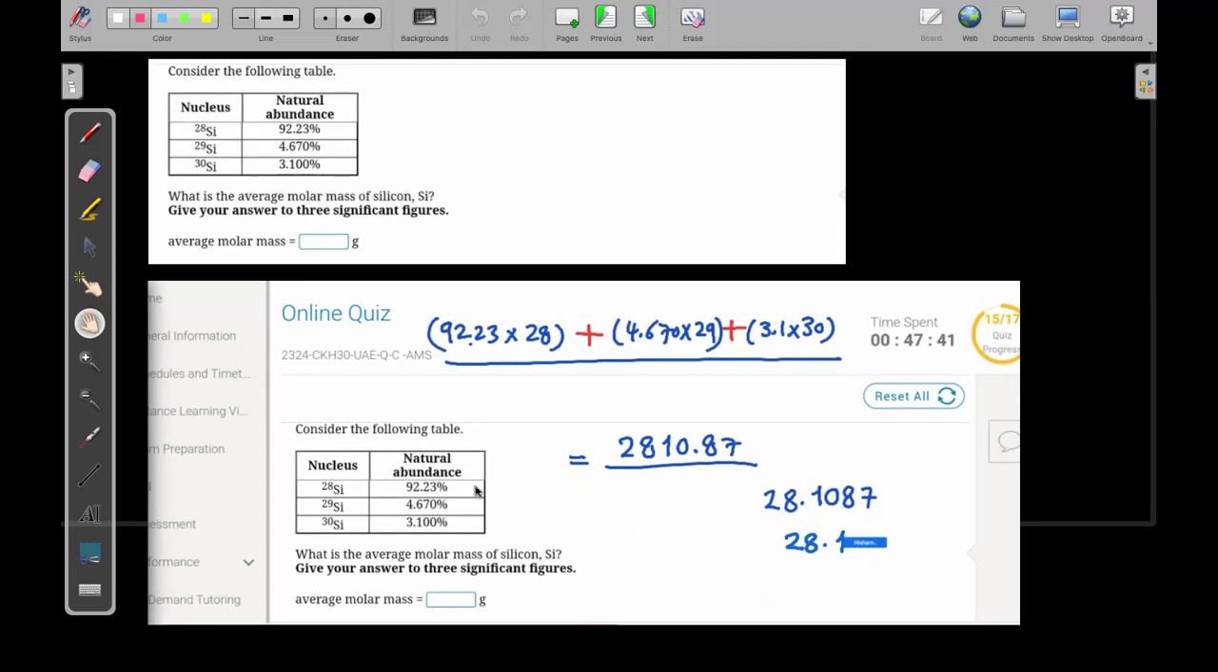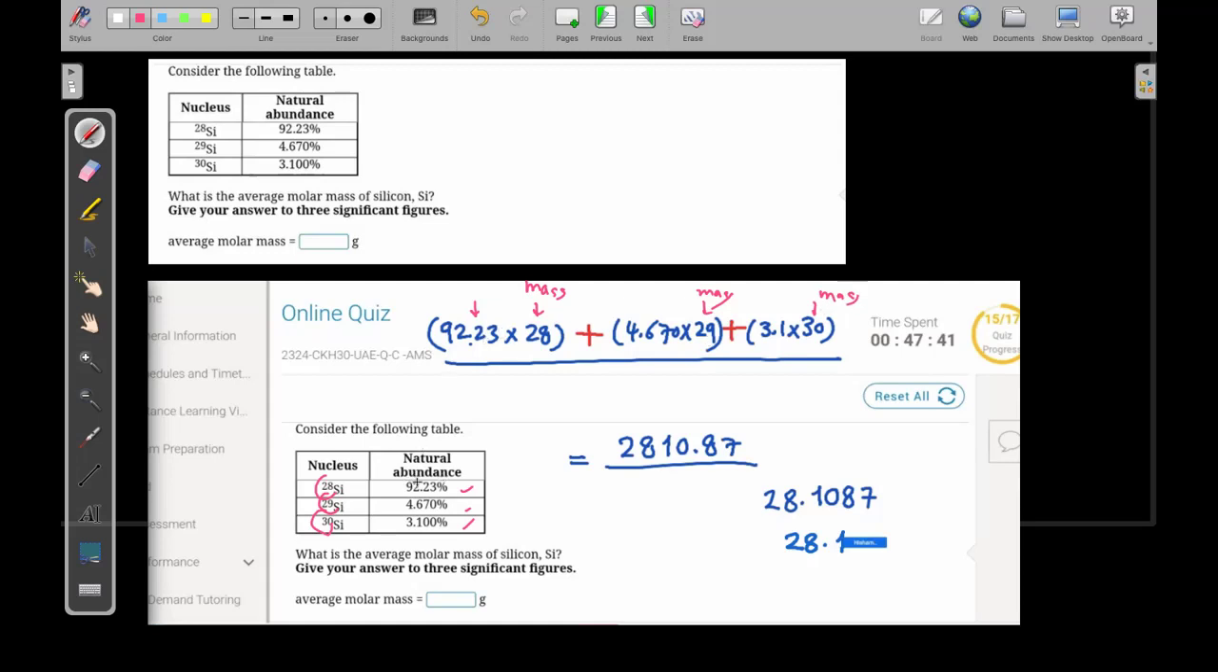We said the average mass is found by doing what? The mass of every isotope. We have 3 isotopes here. So the mass of every isotope: this is the first isotope, second, third. We see these masses: 28, 29, and 30. So the mass of every isotope multiplied by its abundance.